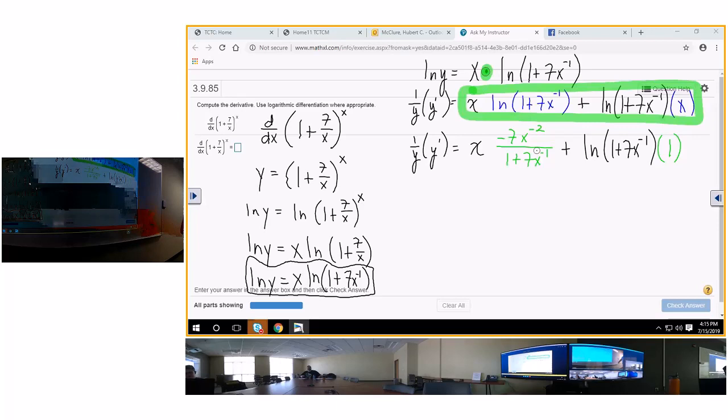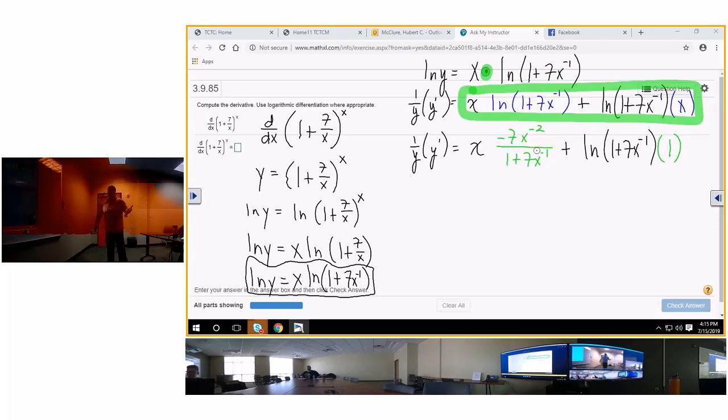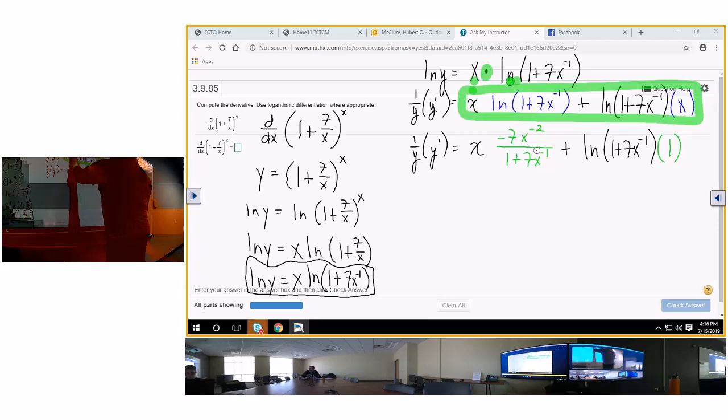Somebody tell me what section is that? 3.2 or 3.3, 3.4? That's the product rule. First times the derivative of the second plus the second times the derivative of the first. You remember it now? Yeah, sorry, my bad. That's okay.